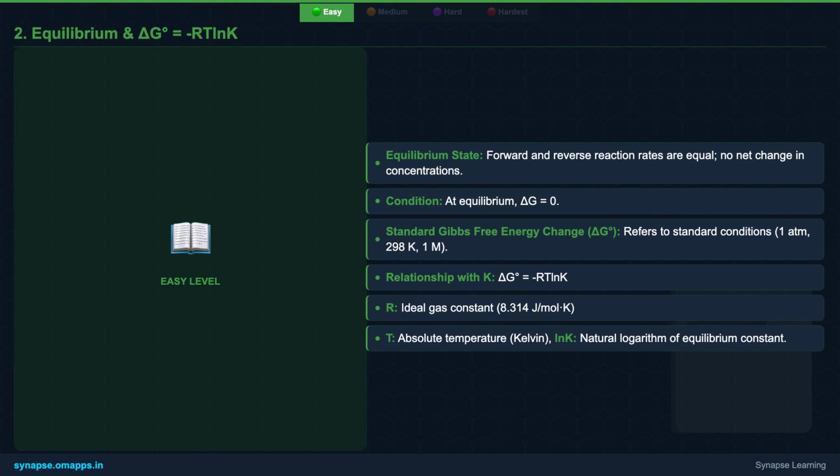A crucial relationship connects the standard Gibbs free energy change, delta G degree, with the equilibrium constant, K. This equation, delta G degree is equal to minus RT ln K, allows us to quantify the extent of a reaction at equilibrium using fundamental thermodynamic values. Remember, R is the gas constant and T is the absolute temperature in Kelvin.